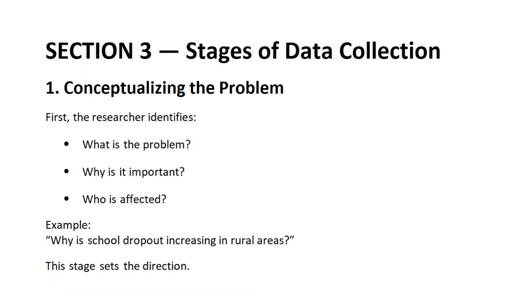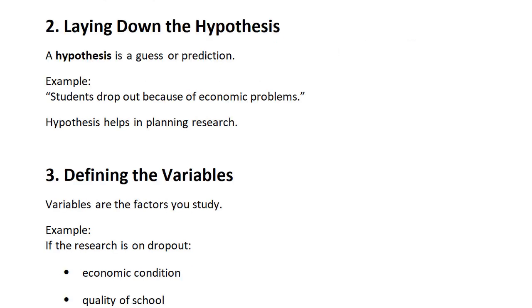These stages are very important. The stages of data collection involve conceptualizing the problem. First, the researcher identifies what the problem is, why it is important, and who is affected. For example, why is school dropout increasing in rural areas? This stage sets the direction. Second is laying down the hypothesis. A hypothesis is a guess or a prediction. For example, students drop out because of economic problems. Hypothesis helps in planning research.